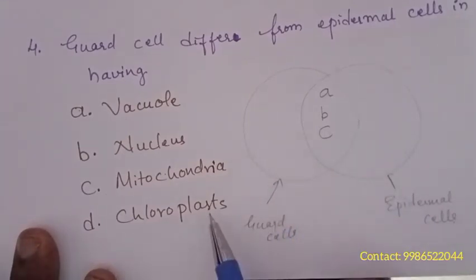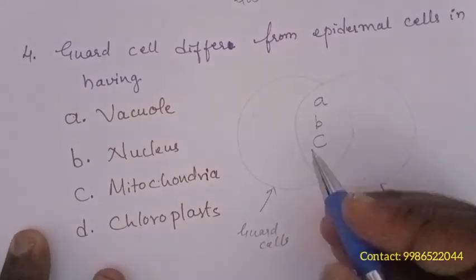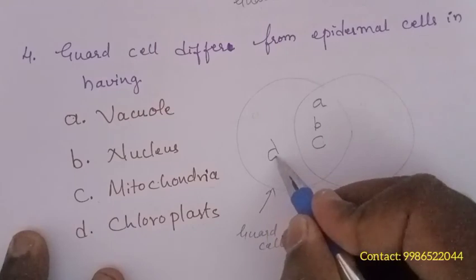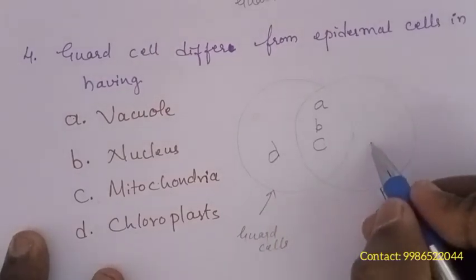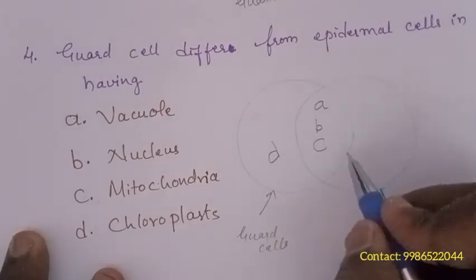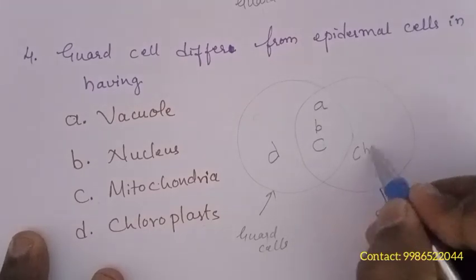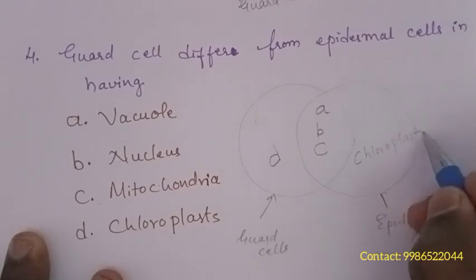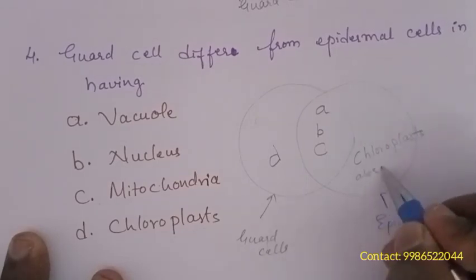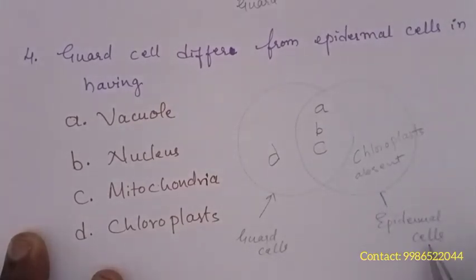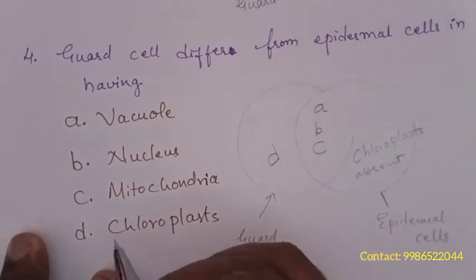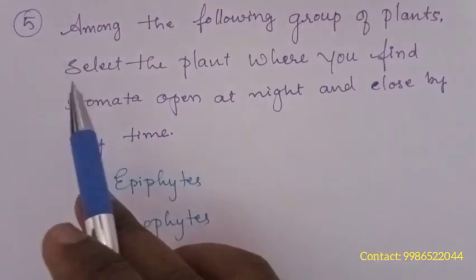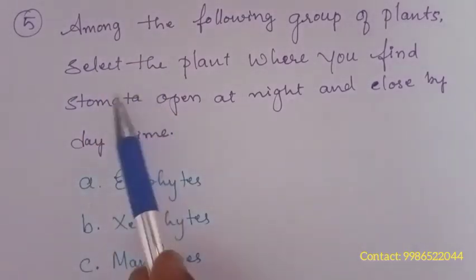But the chloroplast is only present in the guard cell. Chloroplast is only present in the guard cell. Option D is here, and here option D is not there. That means chloroplast is absent in the epidermal cell. So the option we can go with is option D. Now we will go with the fifth question.